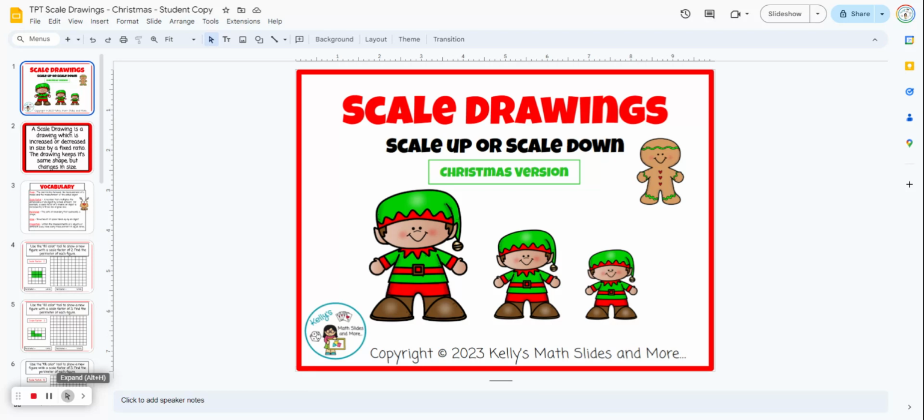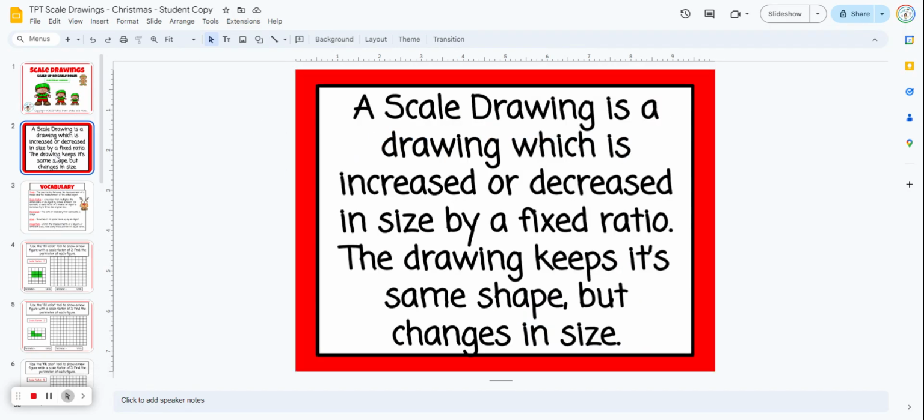Scale drawings, scale up or scale down. This is a digital lesson. It's a lot of fun for the students. They can use the fill color feature of Google Slides to show their drawings. And this is the Christmas version.